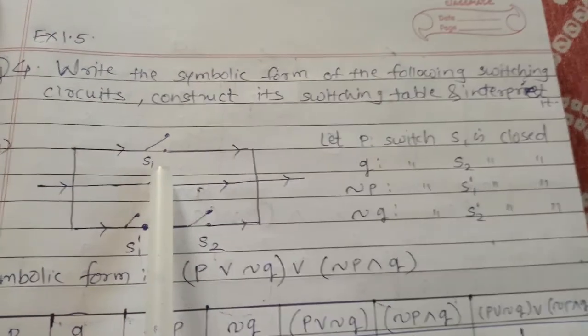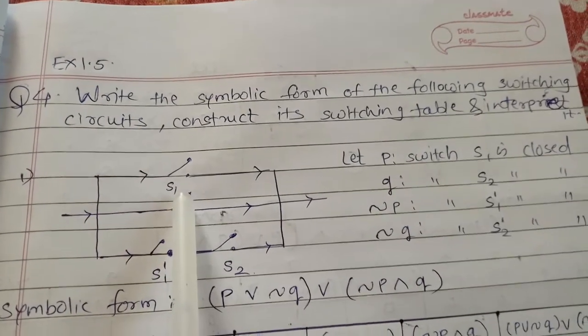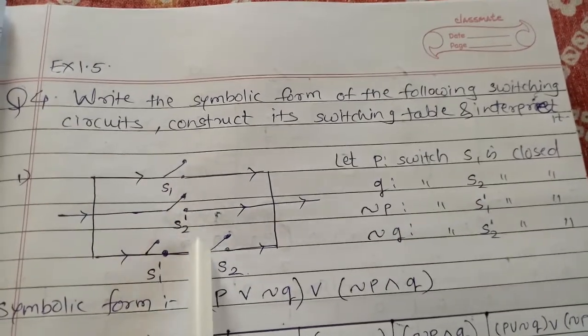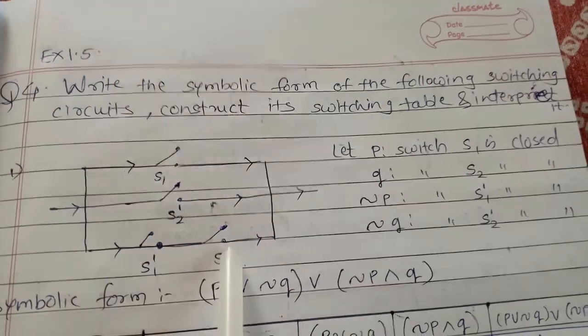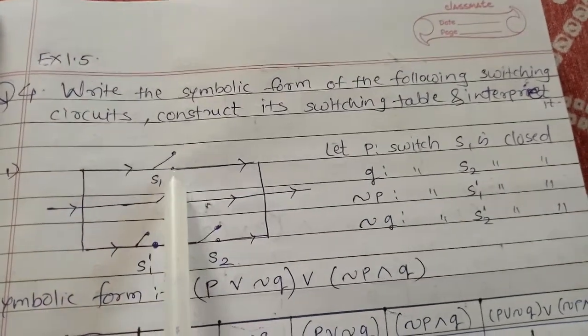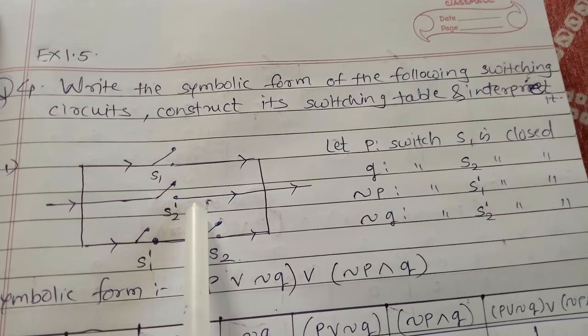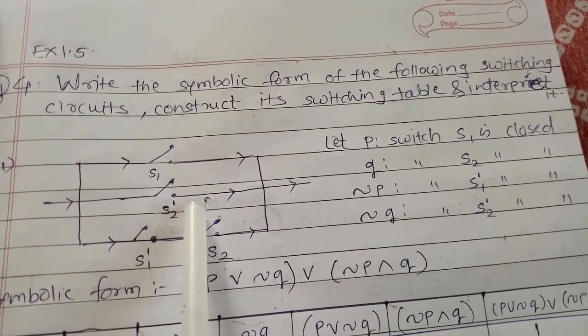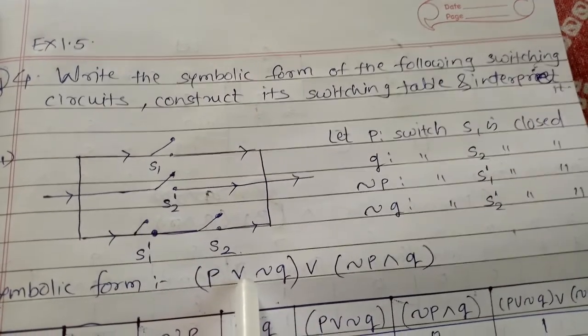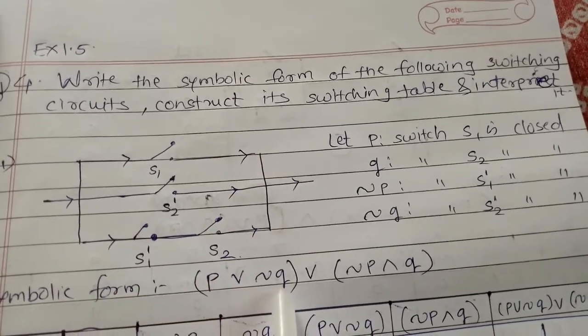Now see the symbolic form of this one. So here all these switches are in parallel combination and these two are in series combination. So S1 means we have to write down P. Again both these switches are in parallel combination, so we use the symbol that is disjunction. S2 dash means a negation Q.